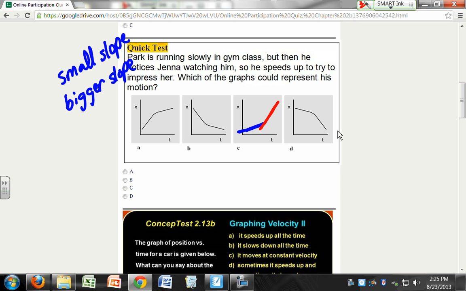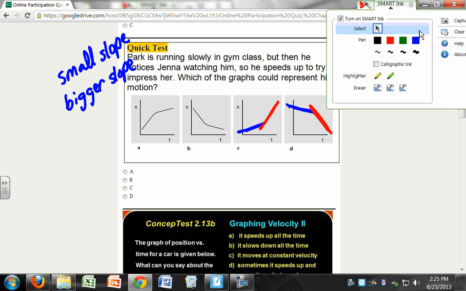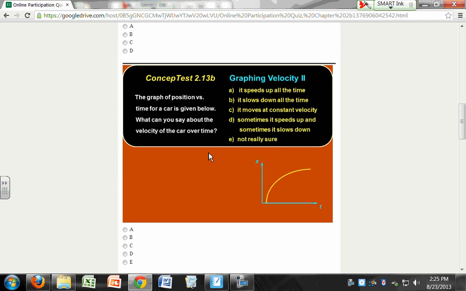An alternate answer, and I would give the correct answer for this as well, is here, where I have a small slope, and then I have a bigger slope. Now those are in the negative direction, but the magnitude of his velocity has still increased, although in the negative direction. So either C or D, I'd give credit for either of those.